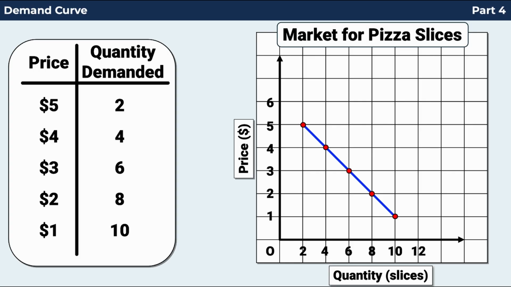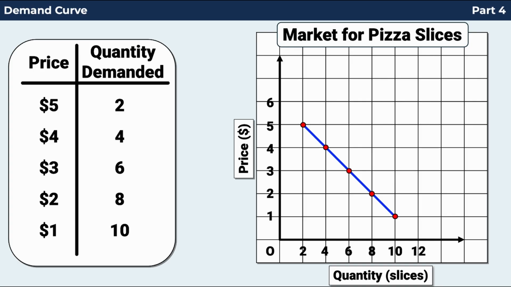So here you'll see price is the y-axis, or the vertical axis, and quantity demanded, or in this case, I'm using the market for pizza, so I'm going to say the quantity in slices, is the horizontal axis. This will always be the case for a traditional supply and demand graph. And now I just take all of these price and quantity demanded points that are on my demand schedule and I put them over to my graph.